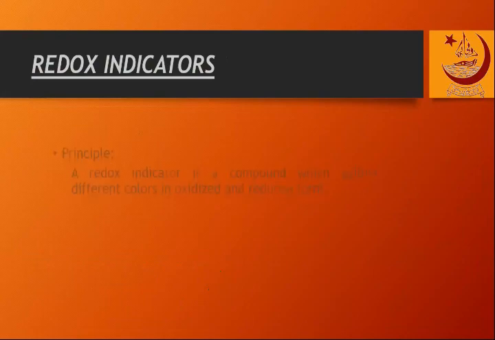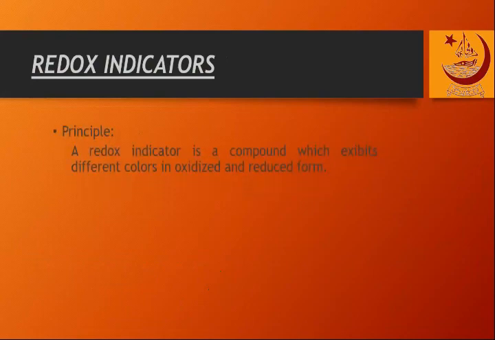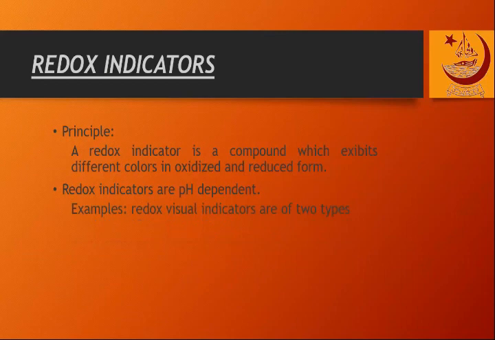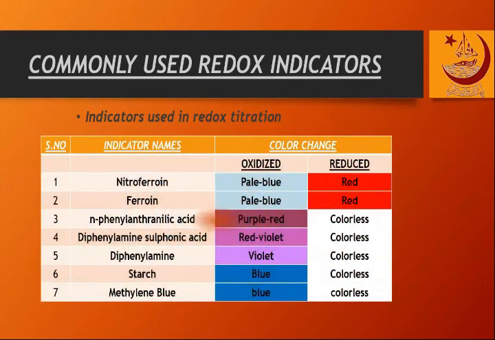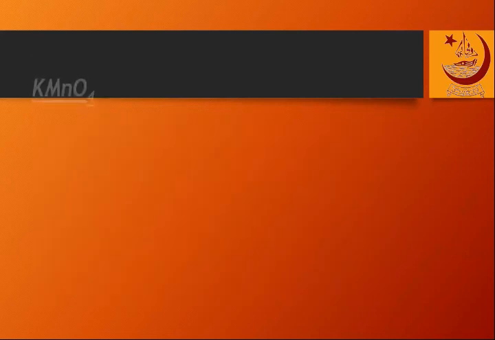Redox indicators. A redox indicator is a compound which exhibits different colors in oxidized and reduced form. Redox indicators are pH dependent. For example, redox visual indicators are of two types: self-indicator, for example, potassium permanganate, and external indicators, for example, starch and potassium ferricyanide. Commonly used redox indicators. Indicators used in redox titrations are listed with their color change in oxidized and reduced form.